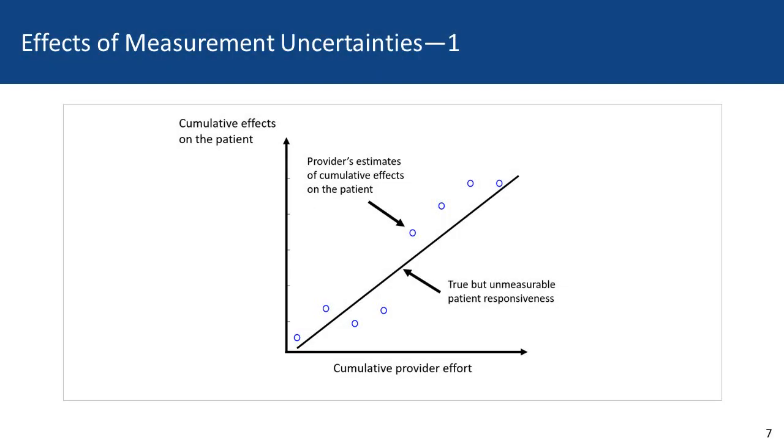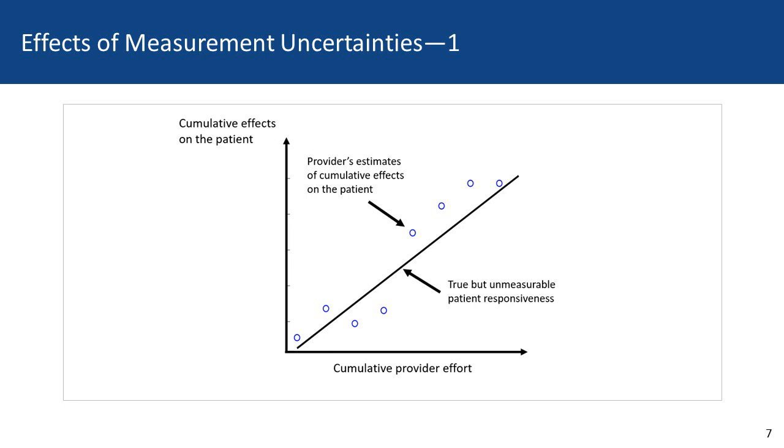Here, what I'm showing are a series of dots that represents the provider's estimates of the cumulative effects on the patient of the provider's effort. So what this shows is that there's some uncertainty as to what is the effects on the patient. And in fact, when the provider works with each patient, the patient really has to give the provider some indication of their willingness to quit, and that indication may not be accurate for many reasons.